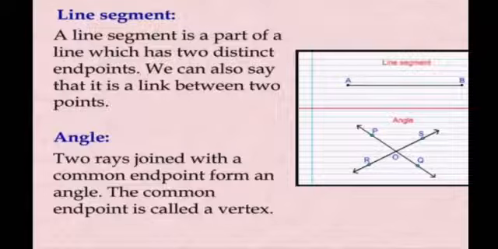Angle. Two rays joined with a common endpoint form an angle. The common endpoint is called a vertex. In the figure, O is the vertex.